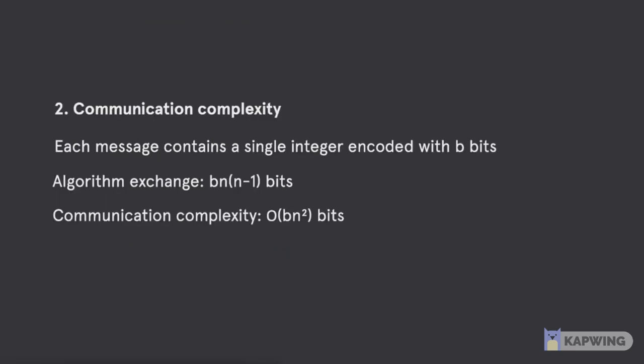Communication complexity is the total number of bits that need to be exchanged. Here, let's consider b as the number of bits needed to encode an integer in a message, and the number of messages that are exchanged are n times n plus n times n minus 1. Therefore, the communication complexity is O of b n squared bits.